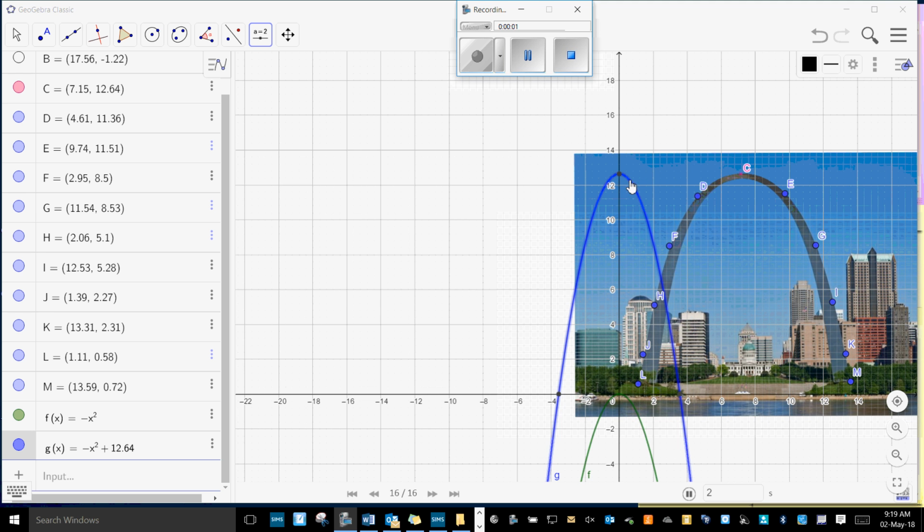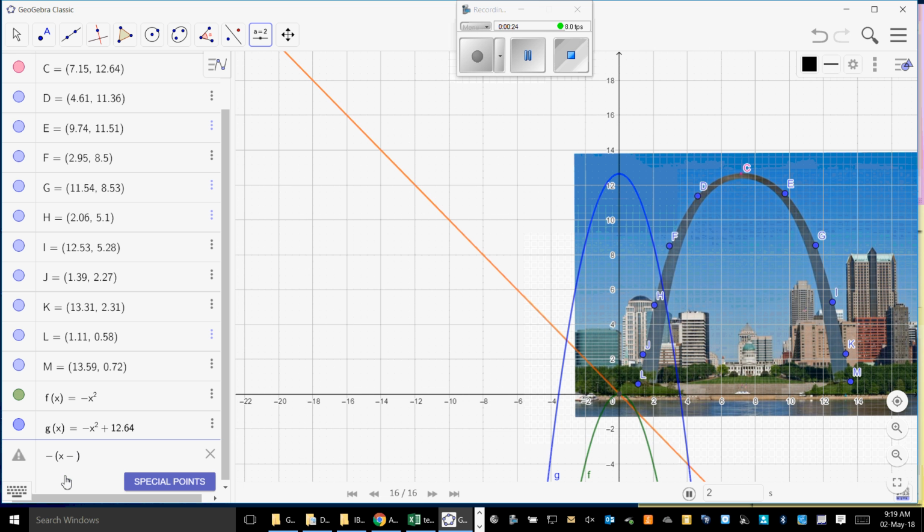Mr. Potts asked you, how are we going to shift this one across? What do we do? It's going to be negative. Okay, my value is going to be negative what? Looking at my coordinate for my vertex, 7.15. Awesome. So we would have in here negative brackets x minus 7.15.